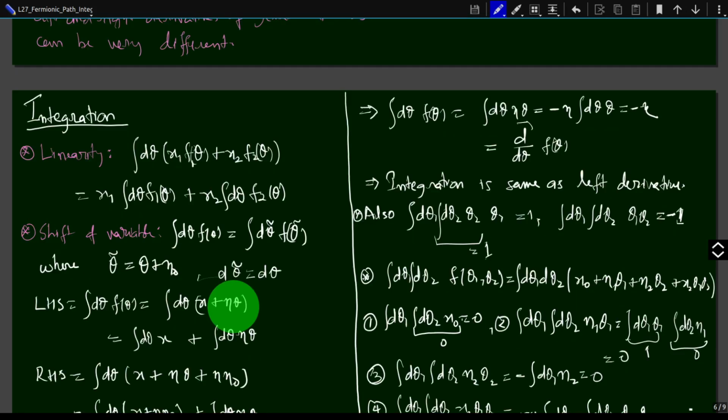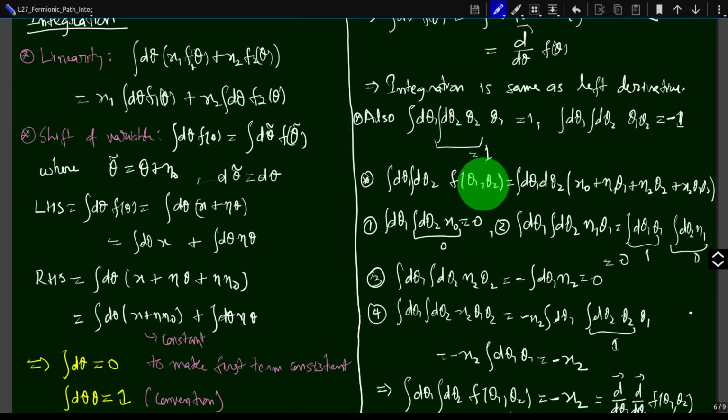Okay. So given that, I can do this integral of d theta f of theta. The first term, which is the constant piece, will of course give me 0, and the next piece just gives me d theta eta theta. I can consider this two ways: eta is moved to the right giving me a minus sign, or eta is moved across the d theta outside the integral sign giving a minus sign. So it gives minus eta times the integral d theta theta, which is just minus eta. And we note that this result is exactly the same as if I took the left derivative of f of theta. So integration is the same as the left derivative, and we'll see this holds for the multi-dimensional case also.